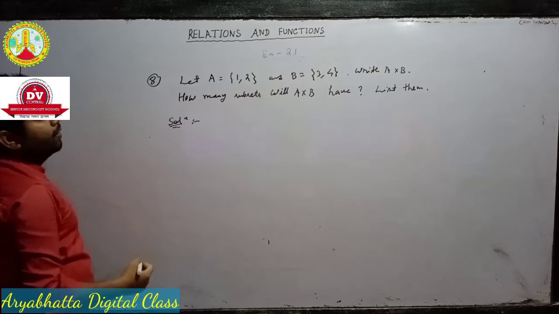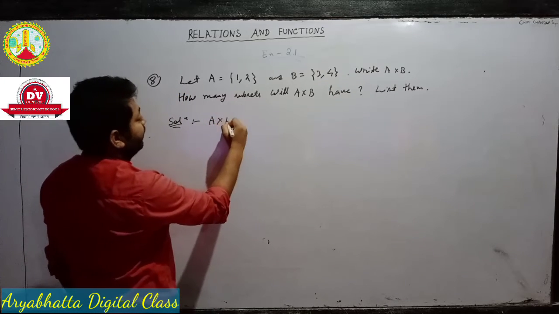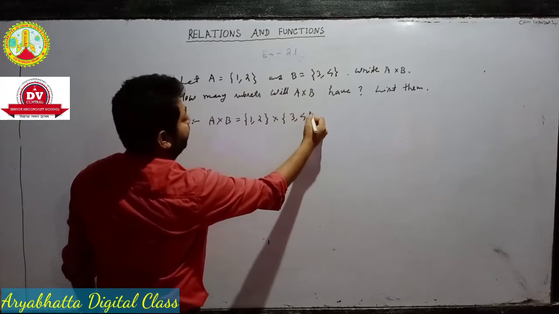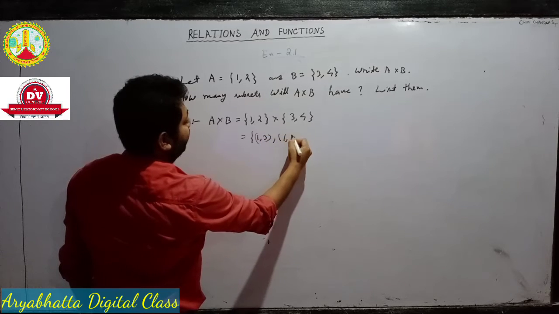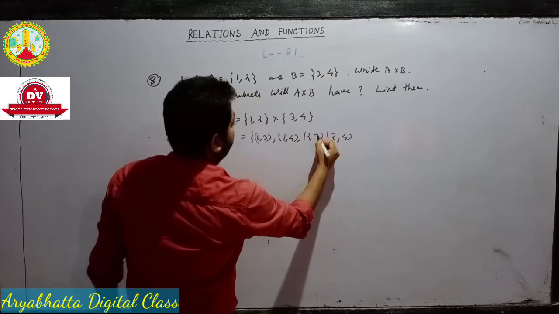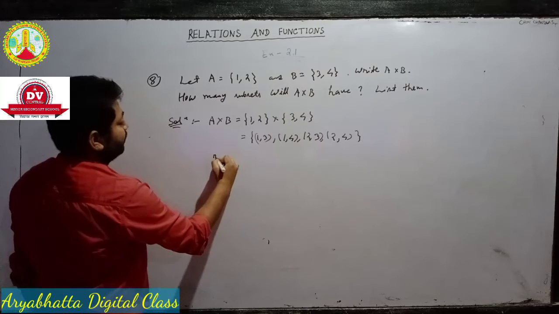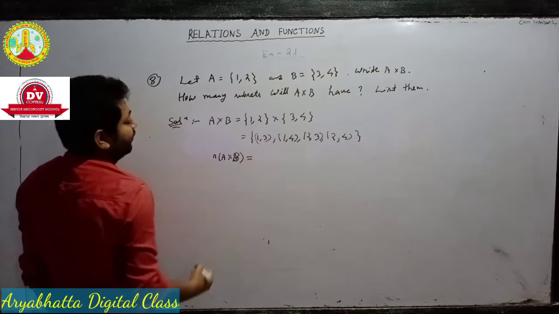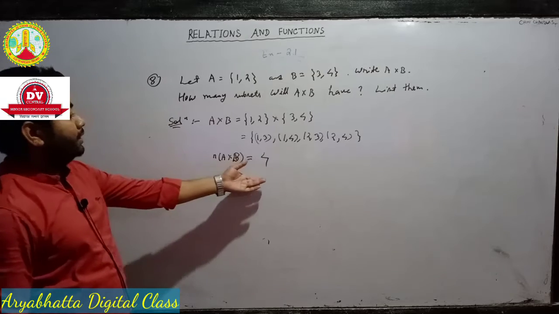Here A is equal to {1, 2} and B is equal to {3, 4}. Write A × B. Then we have A × B equal to 1, 3; 1, 4; 2, 3; 2, 4. Here the total number of elements in A × B is equal to 4.